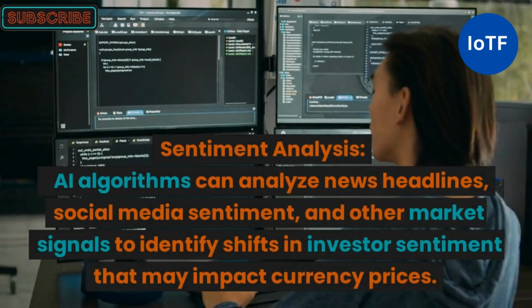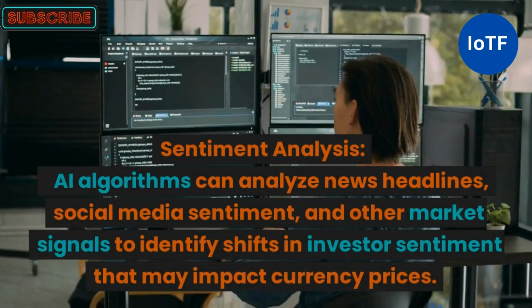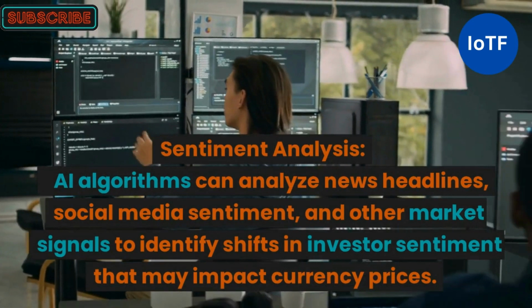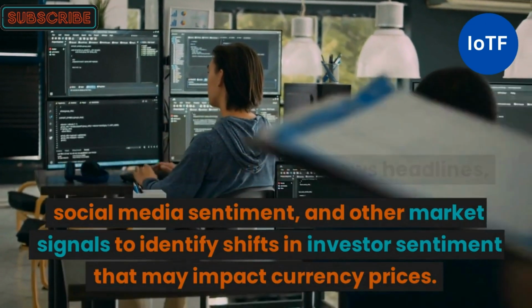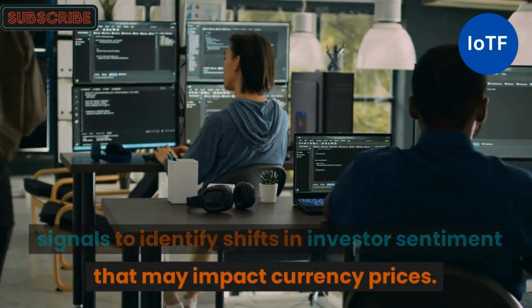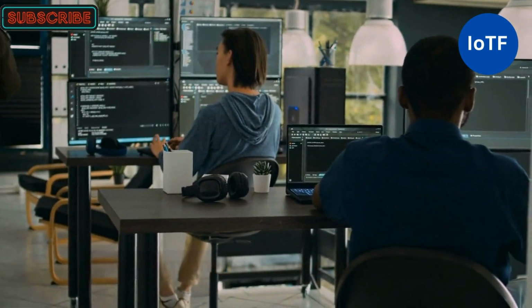Sentiment analysis. AI algorithms can analyze news headlines, social media sentiment, and other market signals to identify shifts in investor sentiment that may impact currency prices.